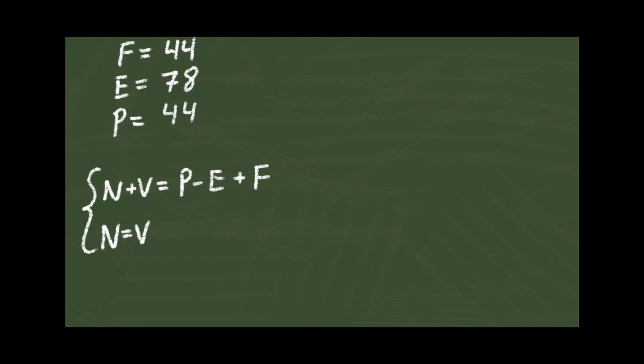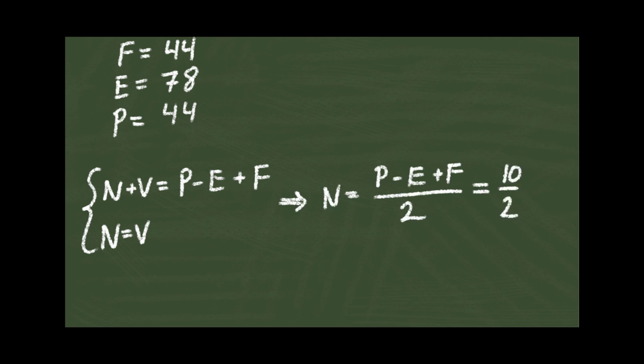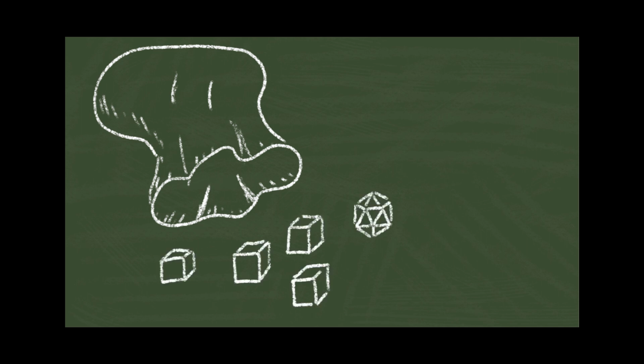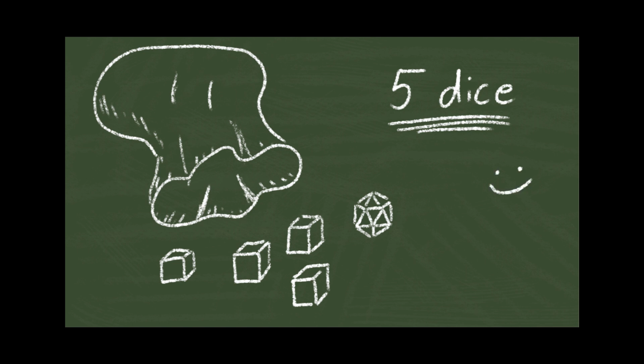So if I tell you that the dice in our bag have a total number of 44 faces, 78 edges, and 44 corners, we calculate n minus v to be 10. But we know that both n and v tell us the number of dice, so they have to be equal. That is, both n and v are equal to 5. There are 5 dice in the bag. Opening the bag reveals that there are 4 6-sided dice and 1 20-sided die. Exactly 5 dice, just as we calculated.